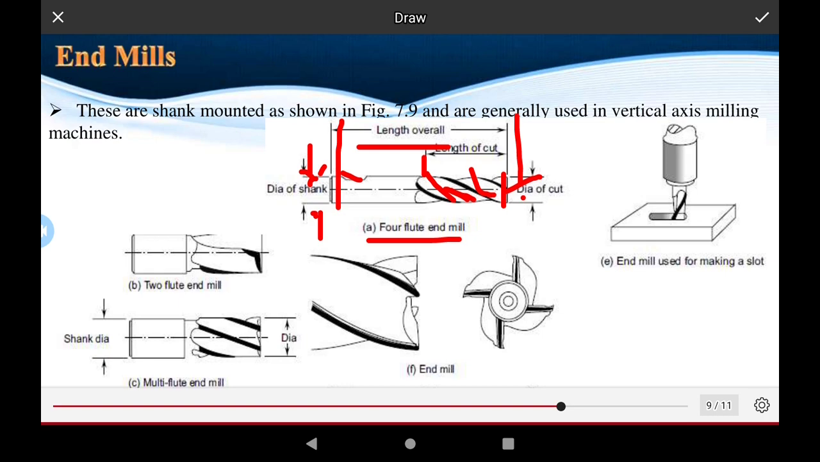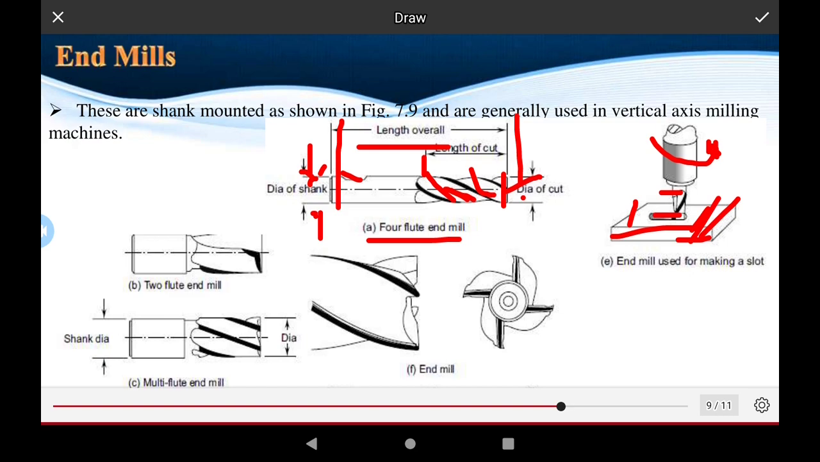A four flute end mill is used to perform the milling operation on the machines. Some of the shanks are very large in diameter, according to the shank of the tool. The end milling is used for making slots on the workpiece, and the tool performs the operation to form the slot.